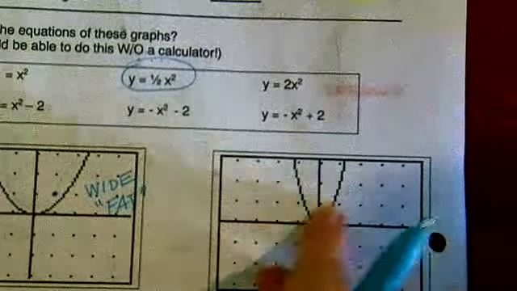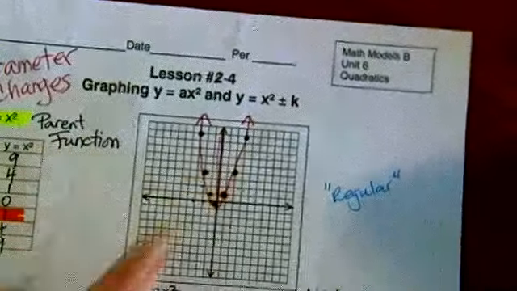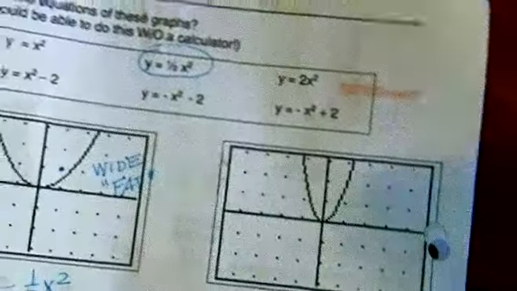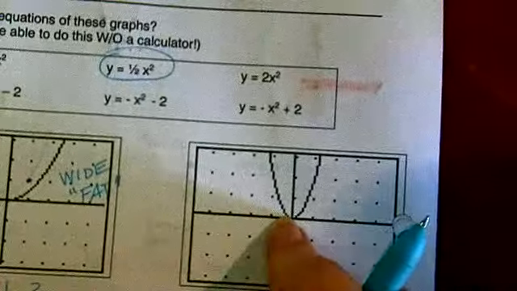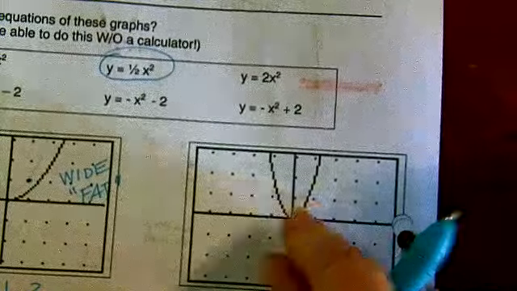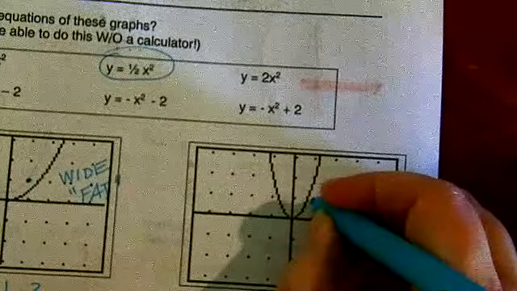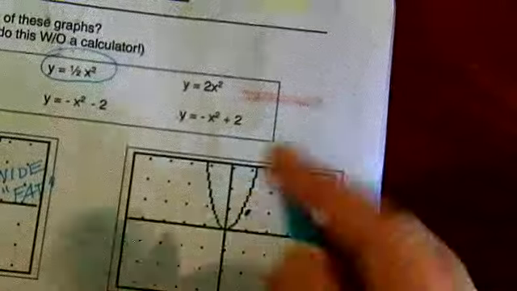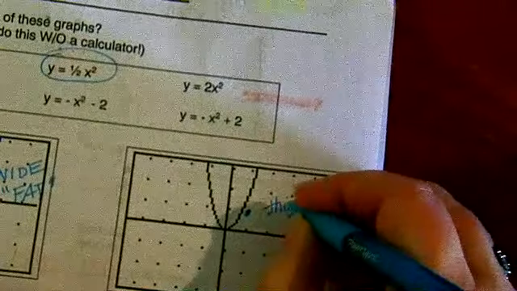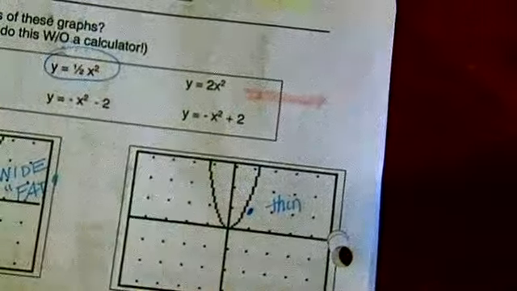So let's go to this one. This one also looks a lot like my parent function. But I need to check with the graph paper. And I'm going to check for that point 1, 1 from the vertex. Over 1, up 1. Oops. This one is too thin, skinny, narrow.